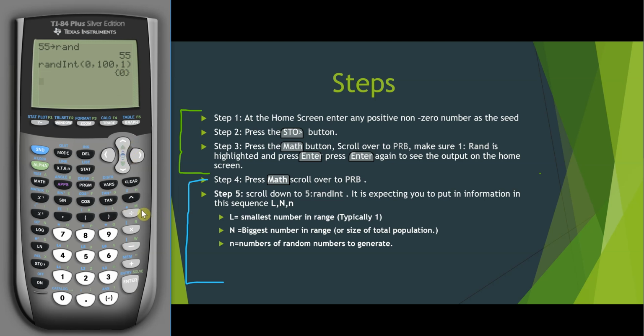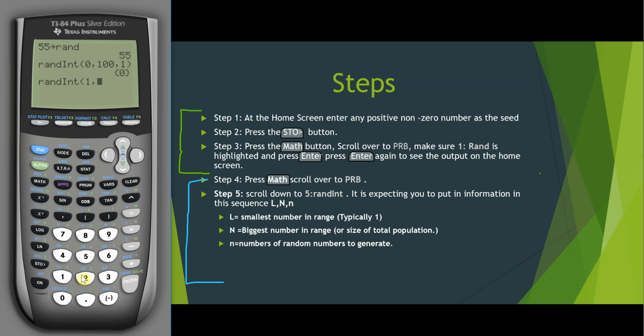Now, this can be used to generate a sample from a population, and those terms are covered in the sampling video that I mentioned earlier. But in order to do that, you just have to interpret the input differently. When you get to this part, the first number is going to be the smallest number on your list, which is typically going to be 1. The next number is going to be the total number of people in your population. Whether it's 200 or 2,000, that's going to be your upper bound.